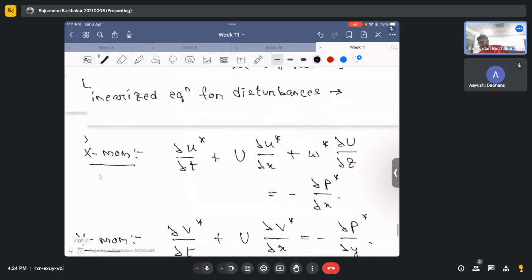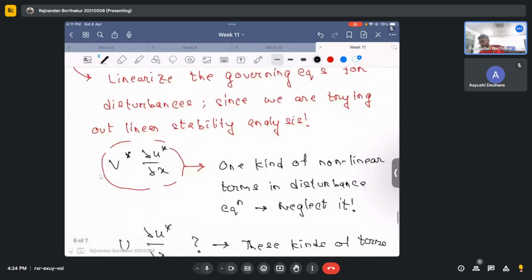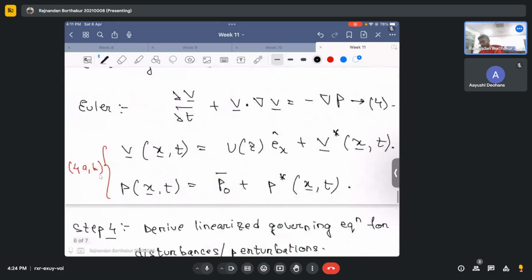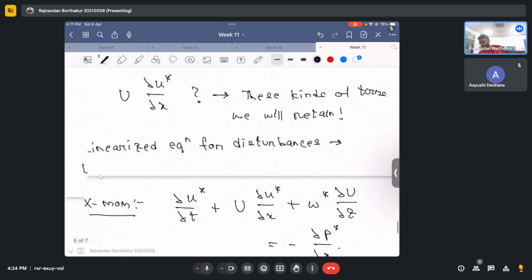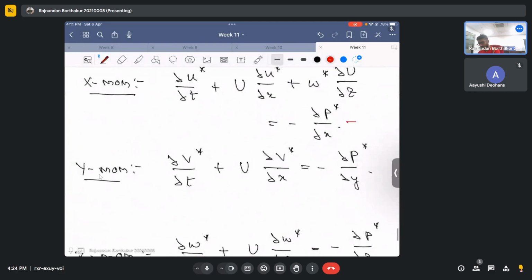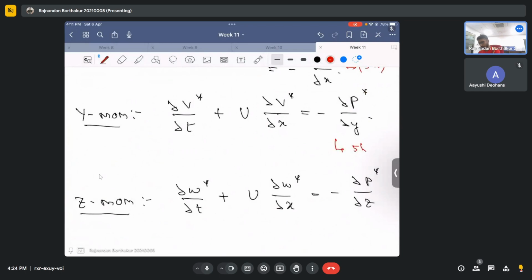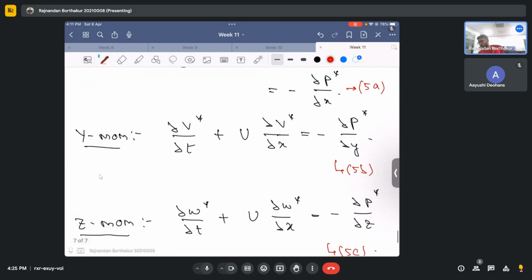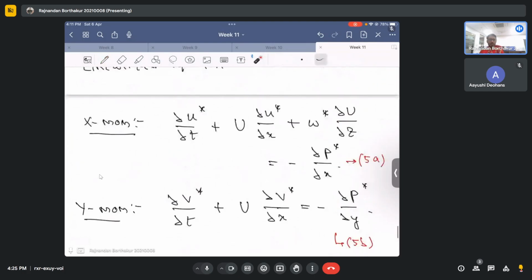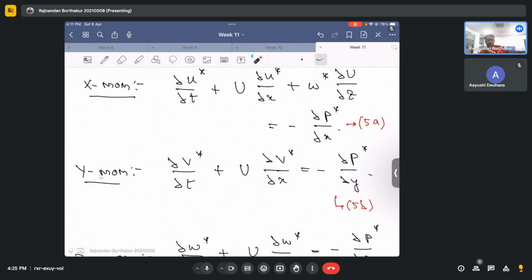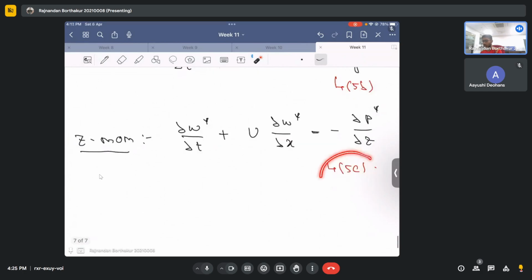All right. So we have done one more step. That is, we just went into another level. So let's say this is equation 5A, this is equation 5B, and this is equation 5C. So what we did is, from the base flow equations, we linearized and obtained the linearized set of, I'm sorry, not the base flow, the disturbance equations, which are equations 5A, 5B, and 5C. All right, we'll stop here for some time.